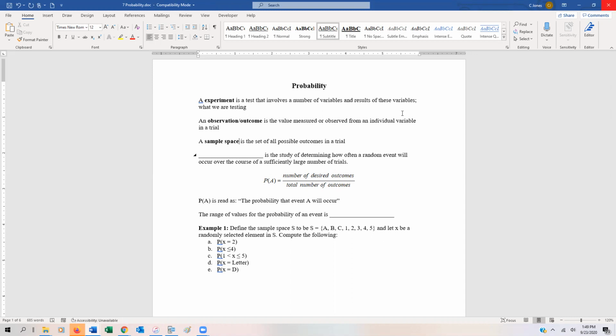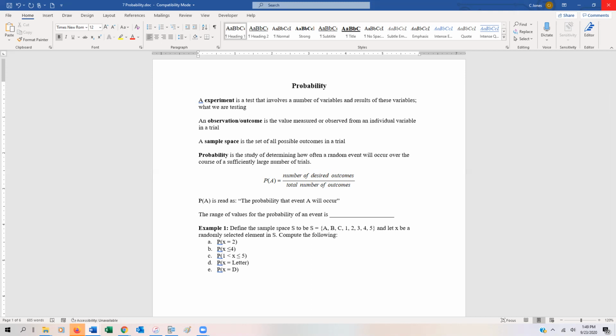So for instance, if you flip a coin, there's only two things that could happen. We could either get heads or tails. So the sample space from flipping a coin would be heads or tails. If you roll a single die, the sample space would be 1, 2, 3, 4, 5, or 6, the outcomes of the sides of the die. Eventually, what we're trying to do is figure out how often a random event will occur, or the likelihood. And that's the very definition of probability.